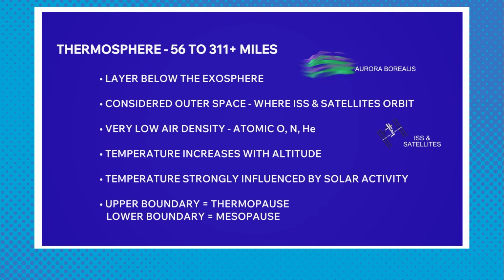And now these layers of the atmosphere, we talked about three so far. We got up to the thermosphere, and this is the layer below the exosphere, right? So this is kind of the top layer now. We're getting into the fourth layer, and it's considered outer space, basically where the ISS and satellites orbit. Very low air density, and it's separated here a little bit. I'm going to talk more about that when I talk about some different types of layering here, the atomic oxygen, nitrogen, helium. The temperature increases with altitude now, so that's different.